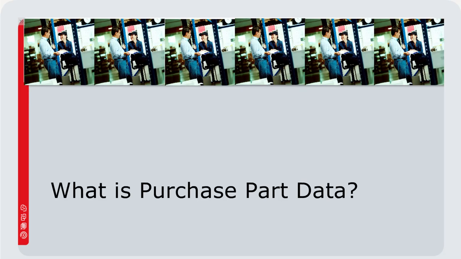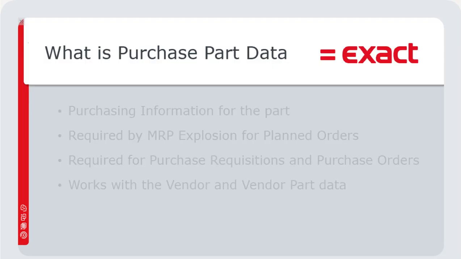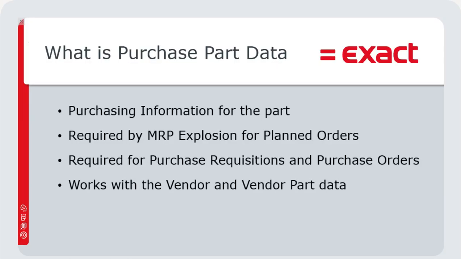So what is purchase part data? Purchase part data is used to maintain purchasing information that is specific to a part identifier. This information is required by the MRP Explosion program to correctly create planned orders. It is also a prerequisite to issue purchase requisitions and purchase orders. Before a part can be purchased, information from this screen must be accurate, along with the vendor and vendor part data.